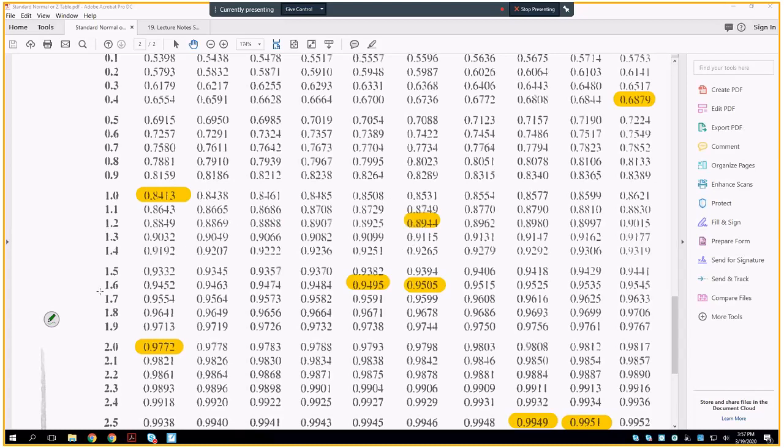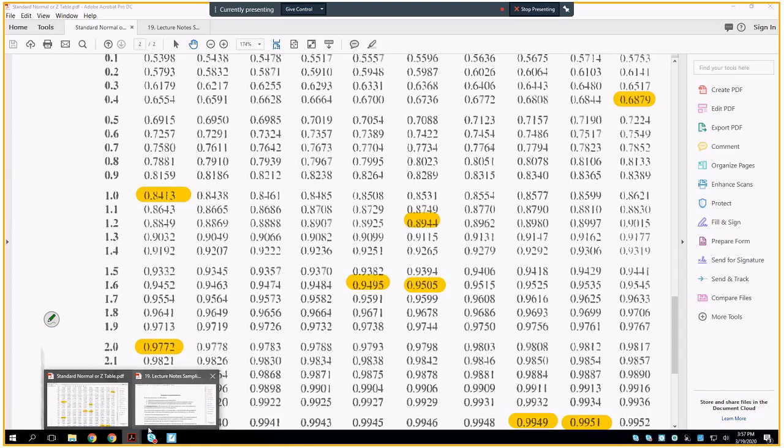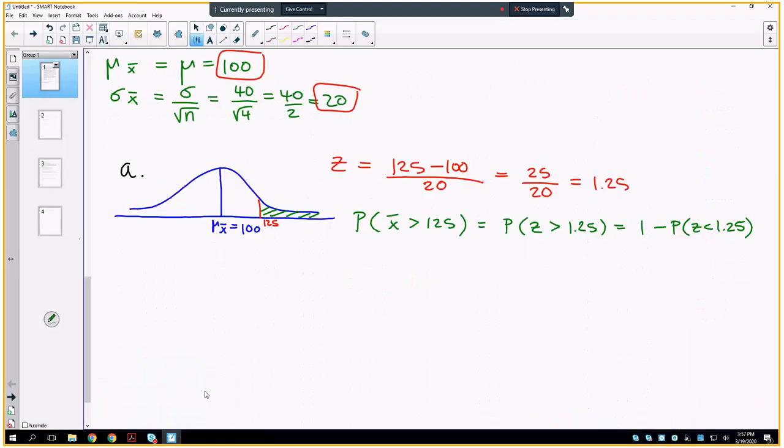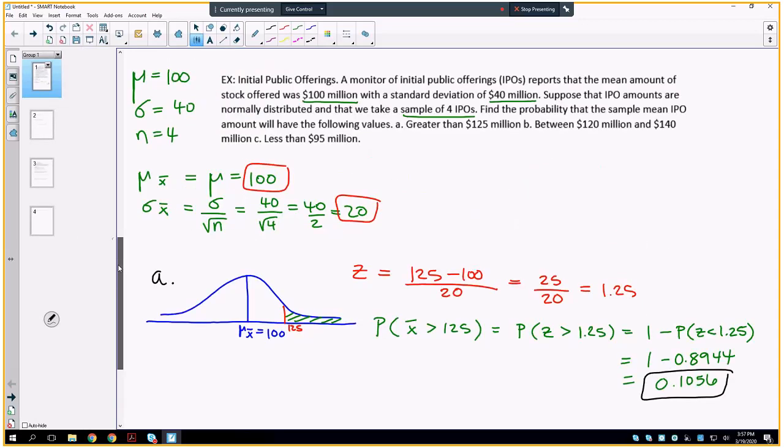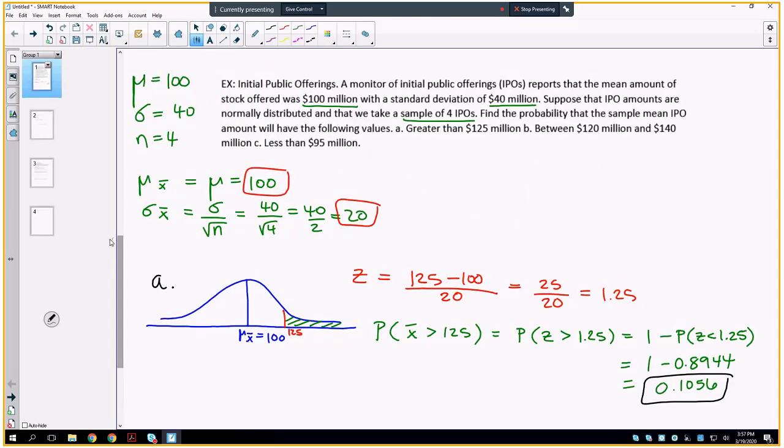Let's go back and plug that in. So this is, according to what we found in the table, 1 minus 0.8944, and that is 0.1056, which answers my question. The probability is 0.1056 that the sample mean IPO amount will be greater than 125 million.